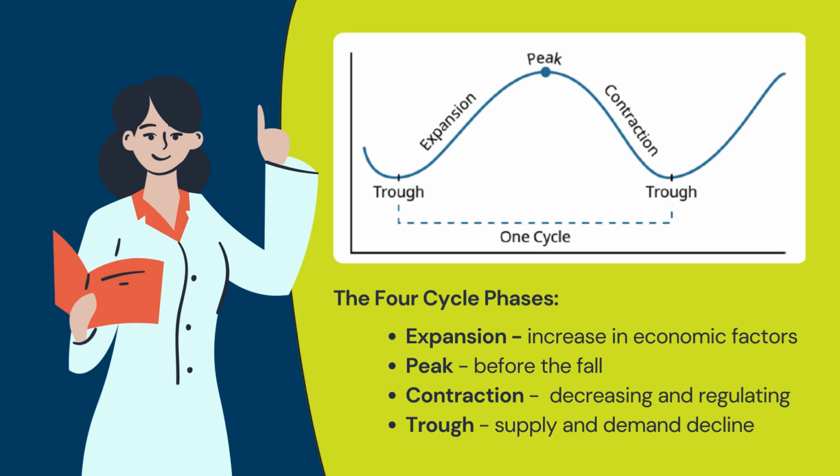So lastly is the trough. The trough phase follows the contraction phase and ends before another expansion phase. So during this stage, supply and demand decline significantly and employees do not have nearly as many materials. So this is common for companies to lay off employees or close in the trough phase.